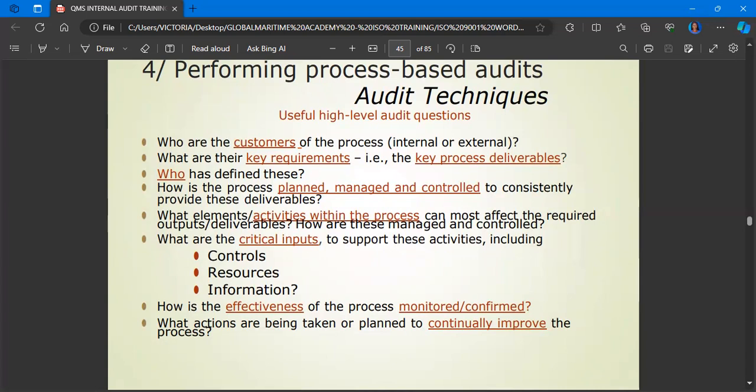What are the controls? What are the resources available for their service rendering or their production? What about information? Do they have the required information? How is the effectiveness of the process monitored and confirmed? What actions have been taken or planned to continually improve? So when you go through these questions, you see that they cut across from clause 4 to clause 10 of the management standard.